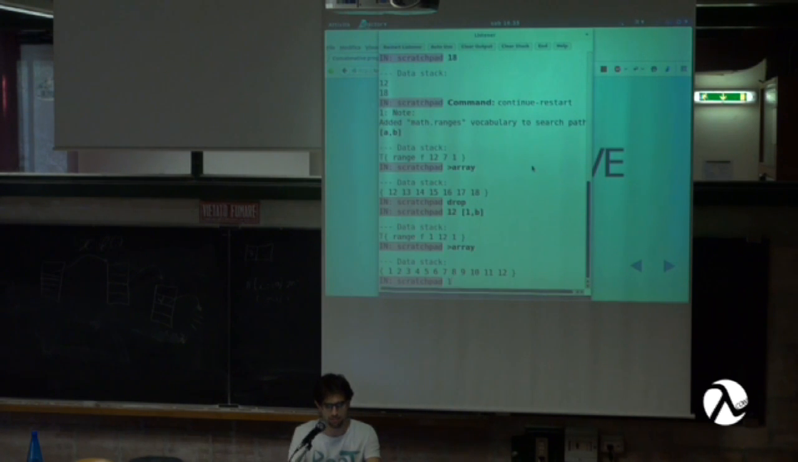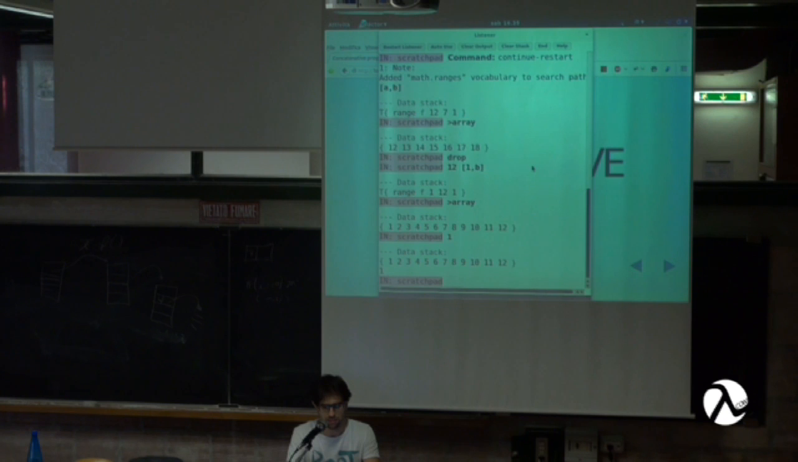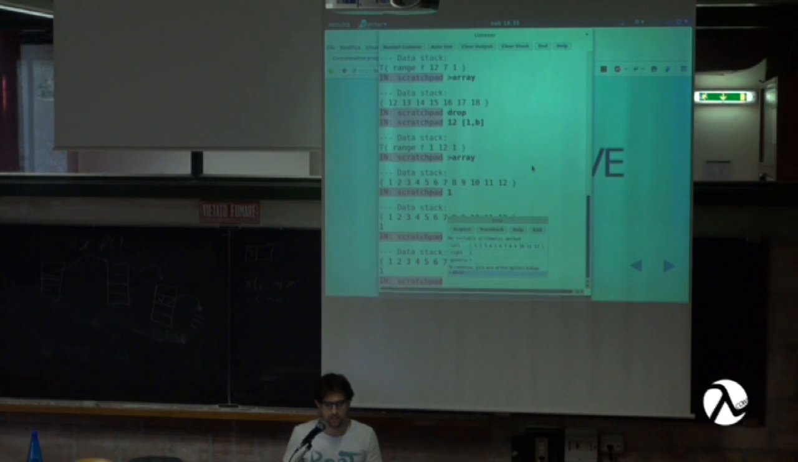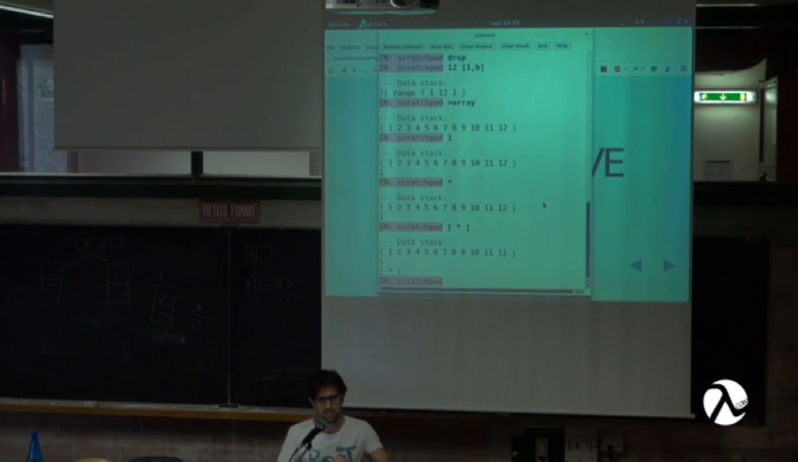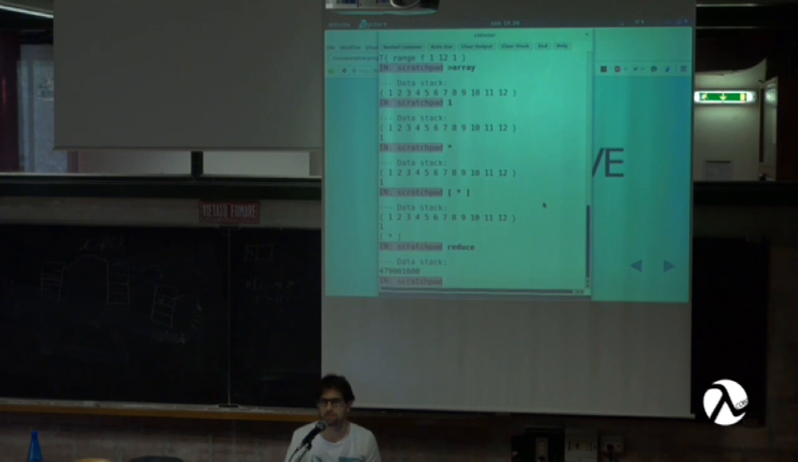So I can do this. I put one on the stack. And then I have to put multiplication. Unfortunately, if I just do this, the system will give me an error because I'm not pushing the concept of multiplication on the stack. I'm applying the function multiplication, which does not work. It's trying to multiply this list by this number. So I need a way to quote the fact that I'm using multiplication without applying it. There is a mechanism called quotation, which essentially consists in writing your functions inside brackets like that. It's like an anonymous function in other programming languages. So now that I have everything on the stack, I can just reduce it, and I get my number, which is the factorial of 12.